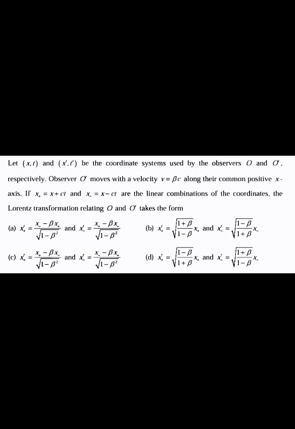Let x, t and x dash, t dash be the coordinate systems used by the observers O and O dash respectively. The observer O dash moves with the velocity v equal to beta c along their common positive x-axis. If x plus is equal to x plus ct and x minus is equal to x minus ct are the linear combinations of the coordinates, then the Lorentz transformation relating O and O dash takes the form dash. So here x plus is equal to x plus ct and x minus is equal to x minus ct. x plus dash is equal to x dash plus ct dash.